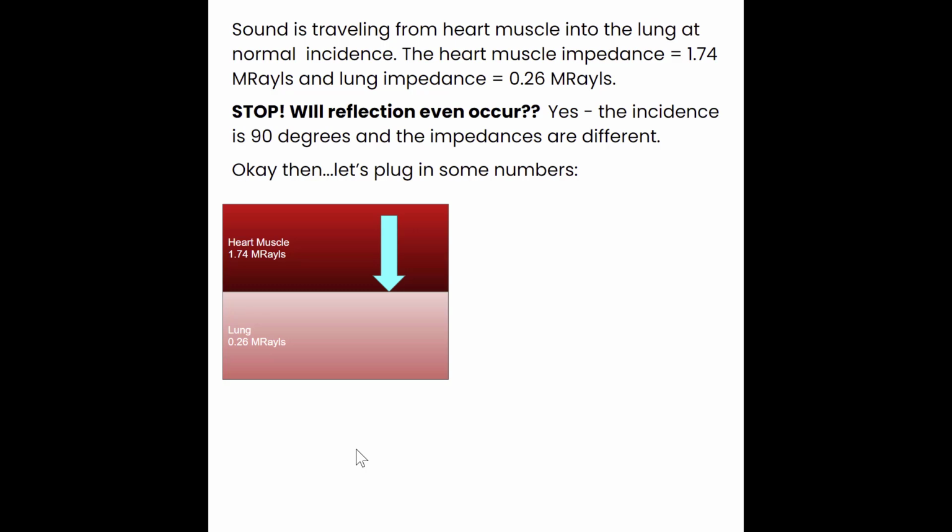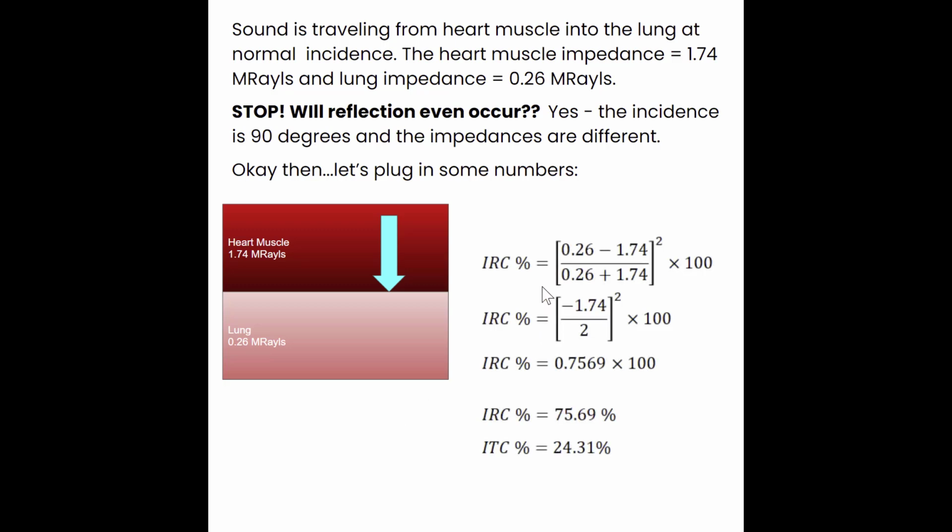So let's go ahead and plug in these numbers. We're going to plug in media 2, which is our lungs, 0.26, and our media 1 impedance, which is our heart muscle, at 1.74. Calculate all that out. We're going to get this value. We're going to square it and end up with a decimal or a fraction. Take that decimal or fraction, multiply it by 100 to get a percent, and we will see that the intensity reflection coefficient percent is 75.69%. Subtract that from 100% then to calculate the transmission coefficient, and we get 24.31%.